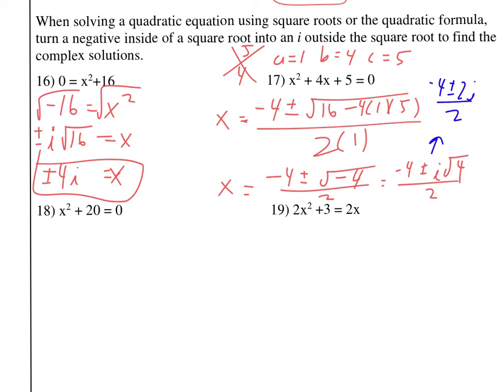And then I see that we can reduce all of these together. So I'm going to do those two and those two. So that's going to give me my final answer here of -2 plus or minus i.